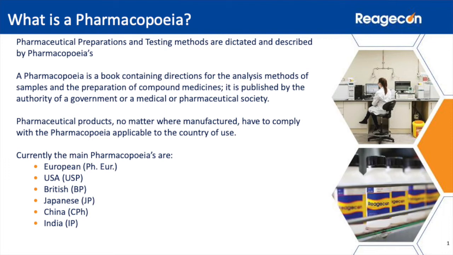Pharmaceutical products, no matter where they are manufactured, have to comply with the applicable Pharmacopoeia, namely US Pharmacopeia, European Pharmacopeia, Japanese Pharmacopeia, Chinese Pharmacopeia, or others.